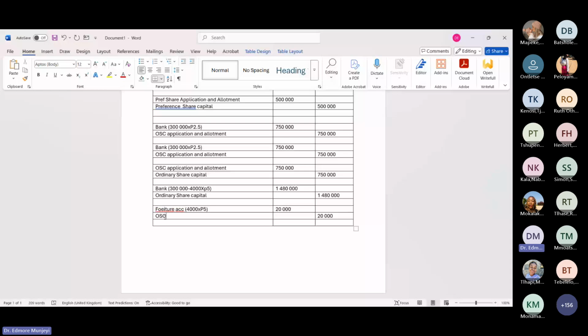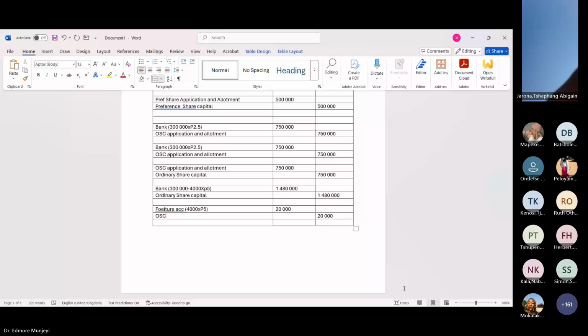Ladies and gentlemen, this is what we are going to do. So having done this, yes sir, your screen is not moving. Are we using the slides? The screen is not moving. Can you please check your connection? Madam, are you not seeing where it is written forfeiture account? Now we can see it. Okay, thank you.